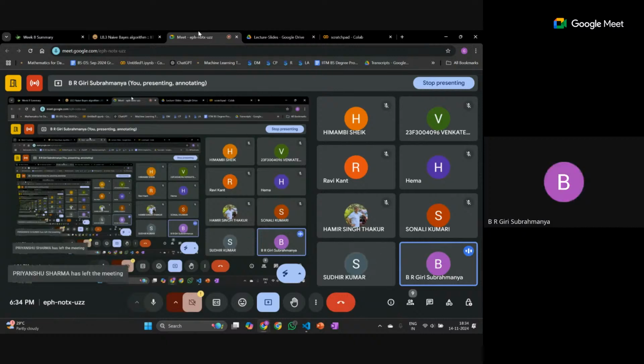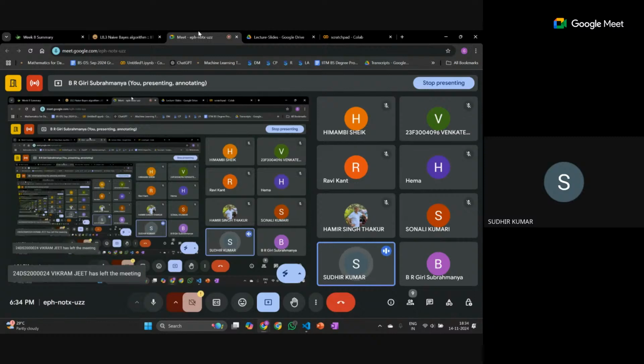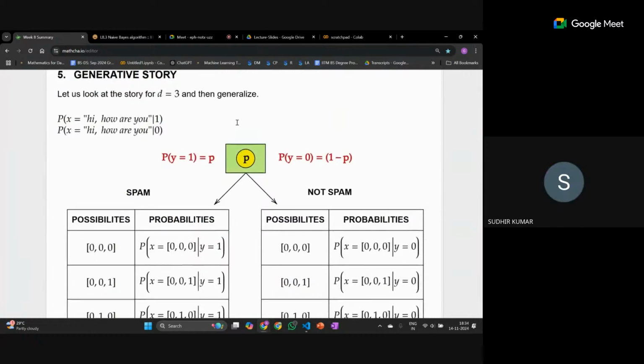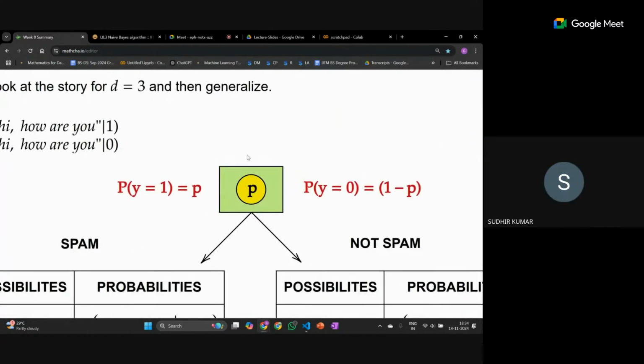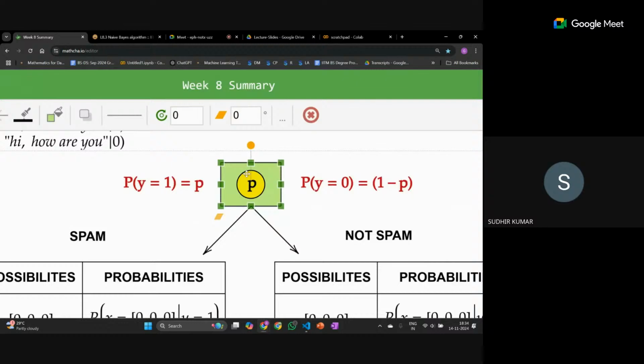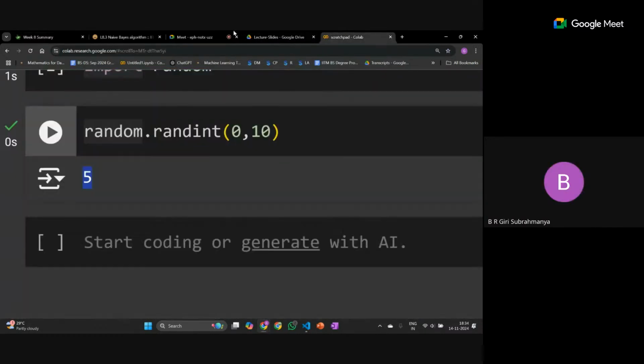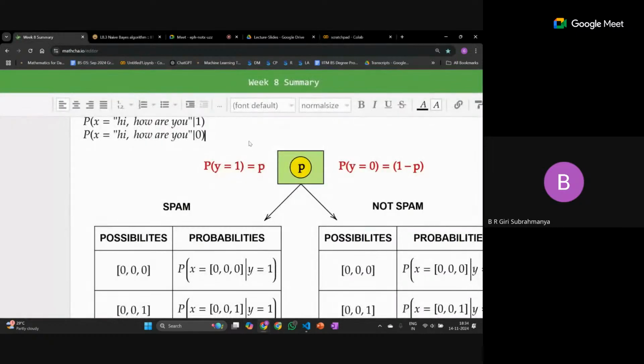Sir, regarding this P, which is deciding whether it is going to be spam or not spam, here we are assuming that we are flipping a coin, right? But how can we relate this to reality? How is this P decided? How can we say that? See, if you flip a coin, you're going to get it right.